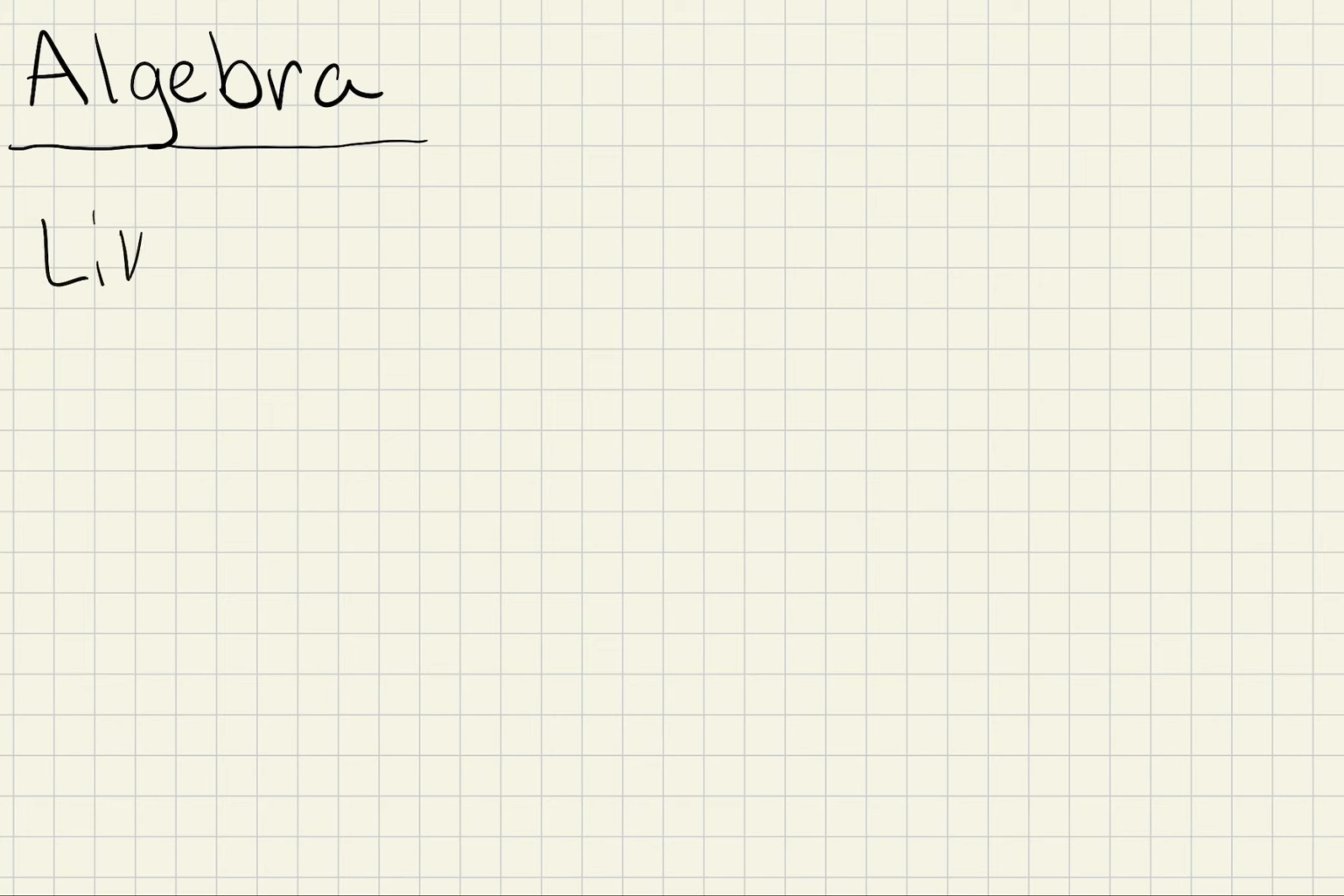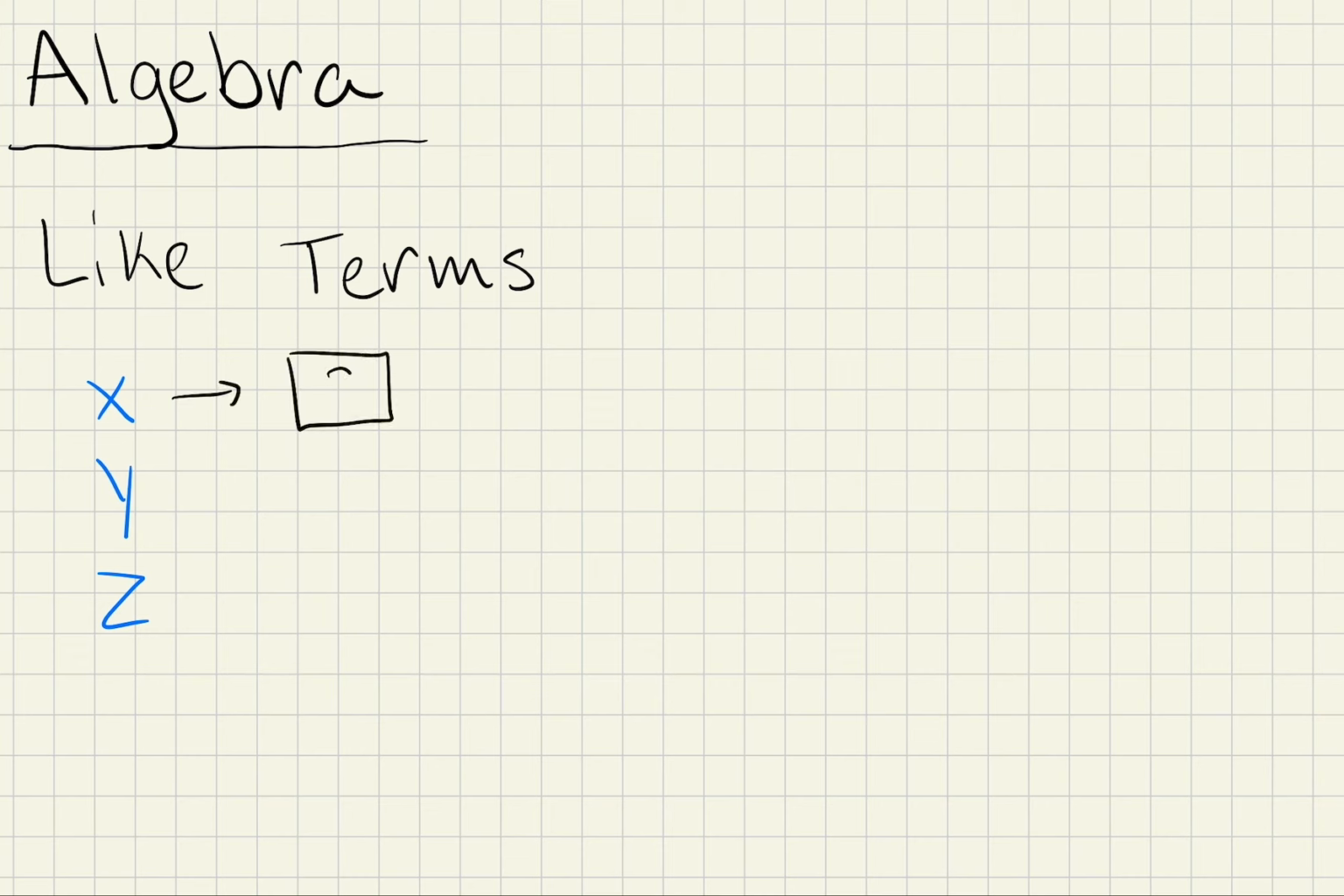So the first concept here are like terms. And what is a like term? Well, in algebra we have what are known as variables, and variables typically will take on x, y, or z, although you can use any letter as a variable, but these are very common ones. The way that you can think of variables is they are blank boxes where we don't know what's inside. Or, I say blank, but they're not blank. There's something inside, but we don't know what they are.